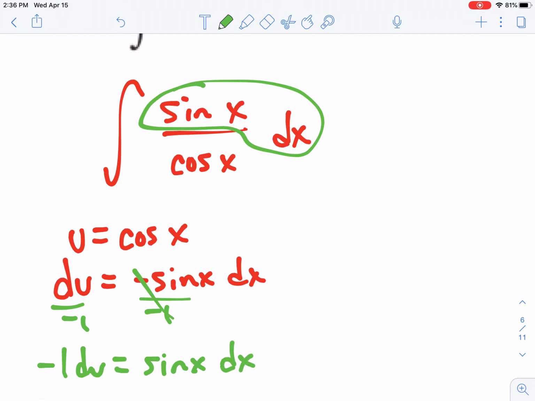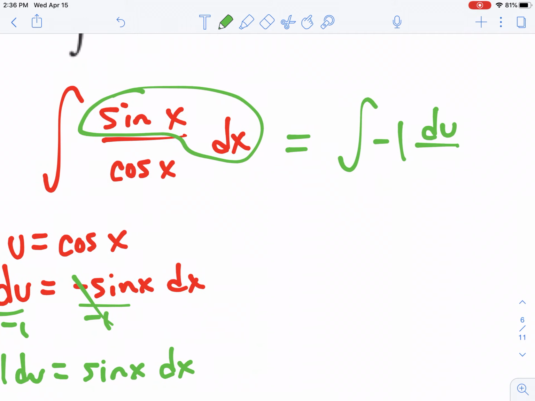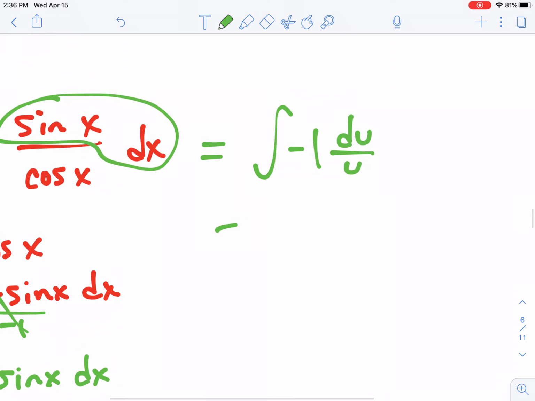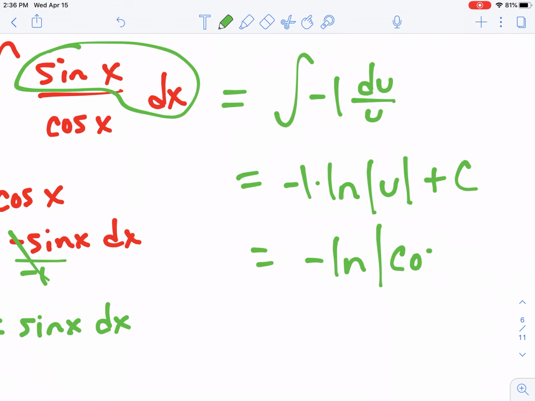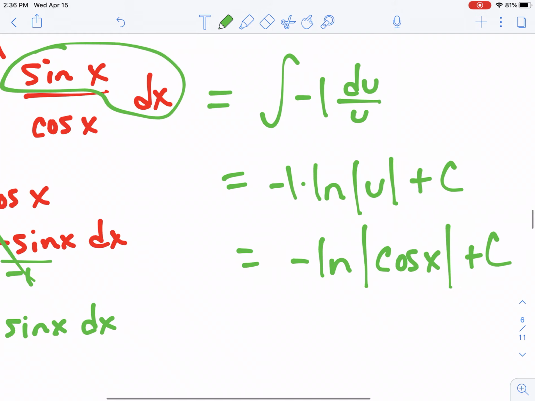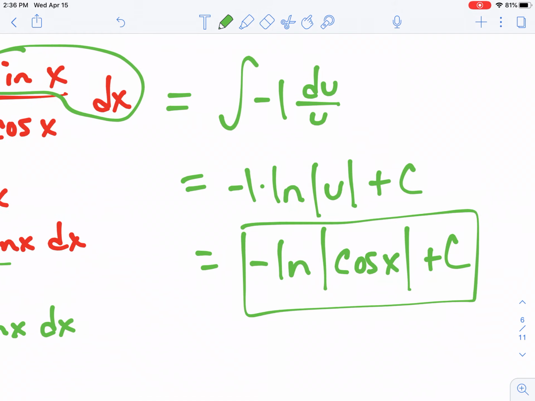All right, now we could sub everything in. So this integral, instead of sine x dx over cos x, it's going to be negative 1 du over u, which we know is just going to equal the integral of du over u is natural log u plus c. And we have this negative 1 essentially attached to it times on the outside of it. So it's really just negative natural log of our u expression, which is cos x, plus c. That's it. That's our integral of tangent of x.